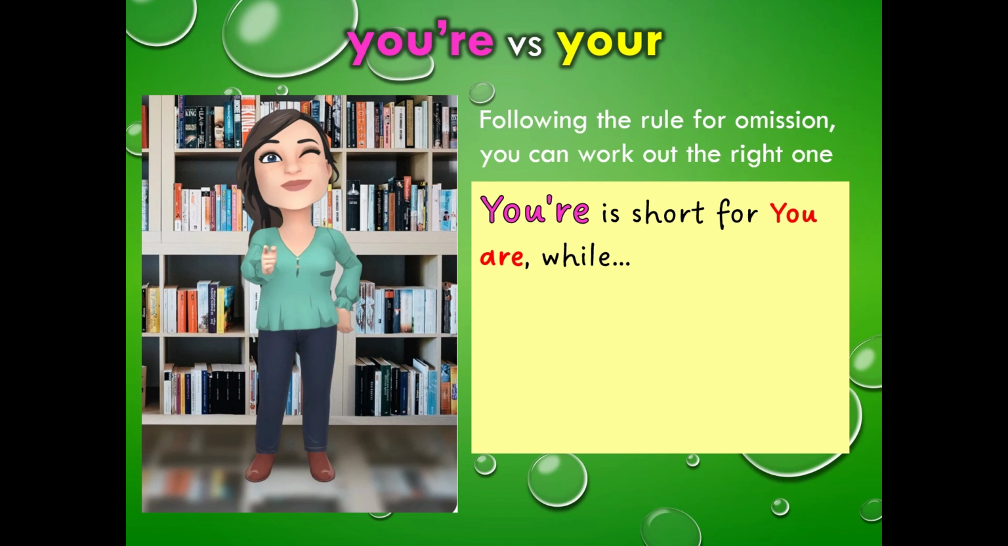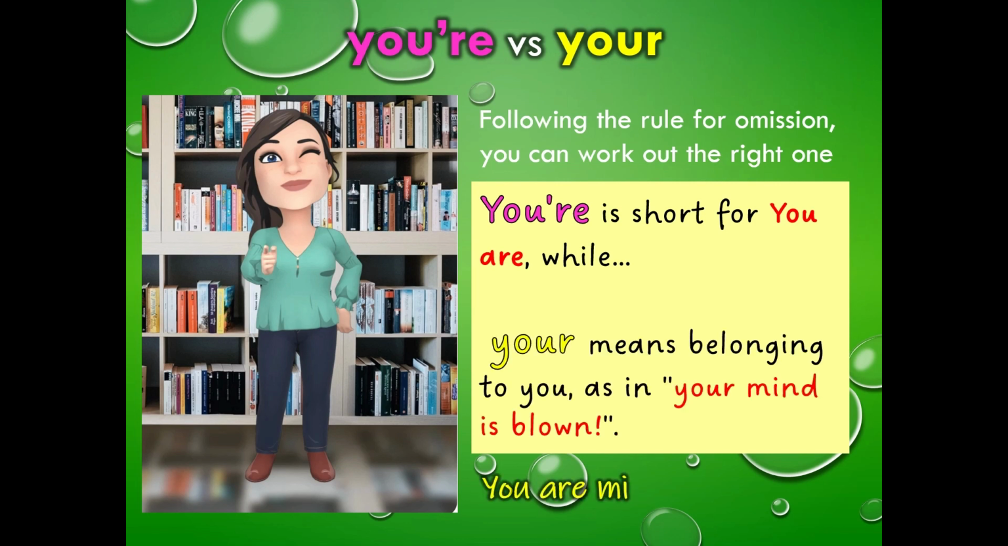When wouldn't we use an apostrophe? Your, Y-O-U-R, means belonging to you. For example, your mind is blown. In order to check if we've used the right your, we could say you are. If it fits, we would need the apostrophe you're. If it doesn't fit, we would need the non-apostrophe your. For example, you are mind is blown. Well, that doesn't make sense. So it must be the Y-O-U-R, your. Try this yourself when you're doing your own writing.